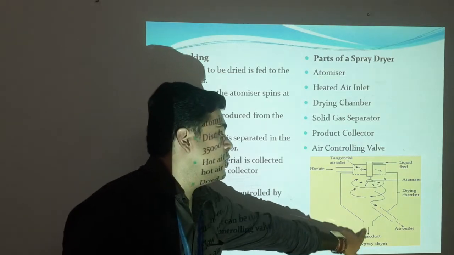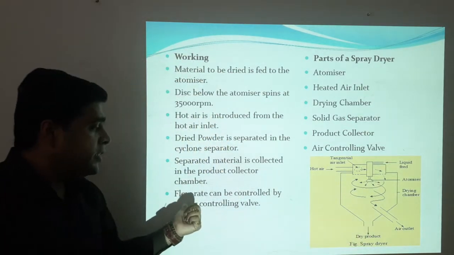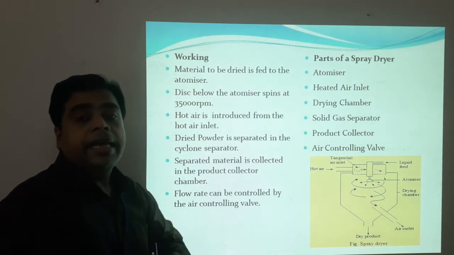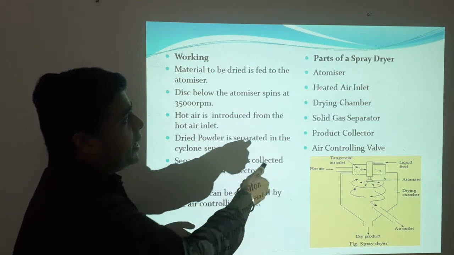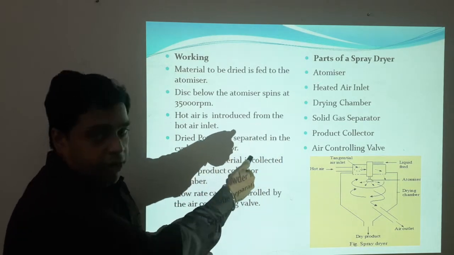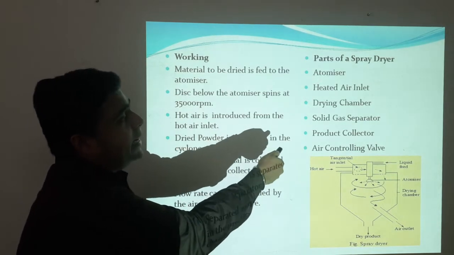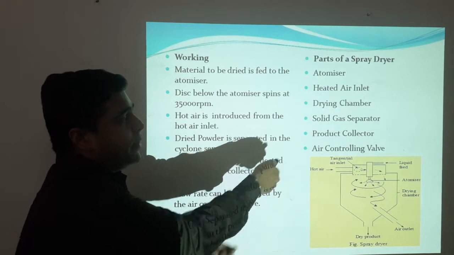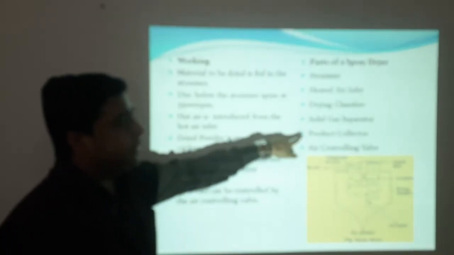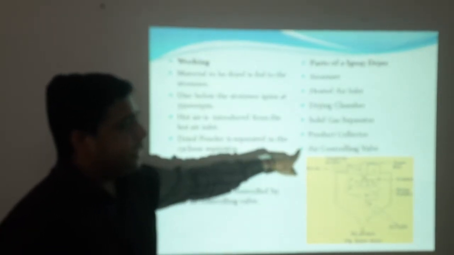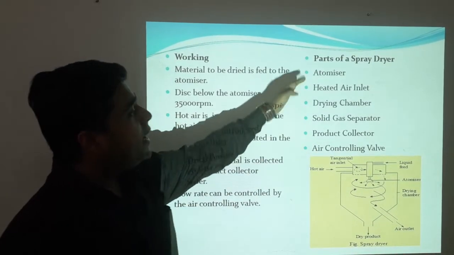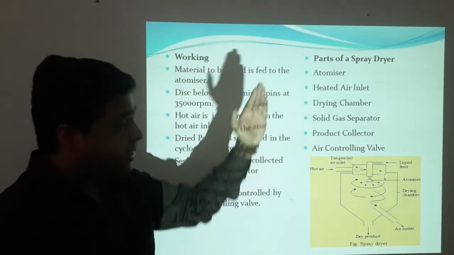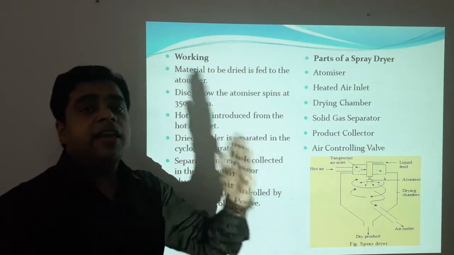This is the dry product, and it is collected through this, and the flow rate can be controlled by the air flow controlling valve. Next, these are the parts of the spray dryer which I have already mentioned: the atomizer, the heated air inlet, the drying chamber, the solid gas separator, the product collector, and the air controlling valve. These are the important parts of the spray dryer, and each and every part has its definite function.